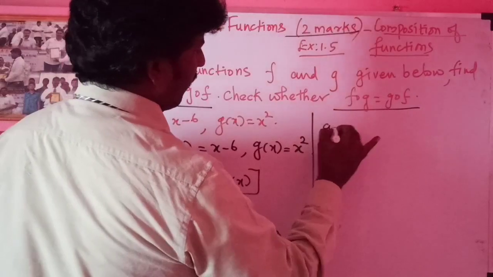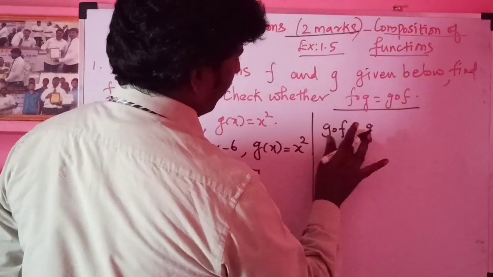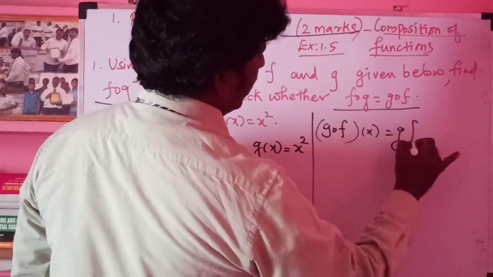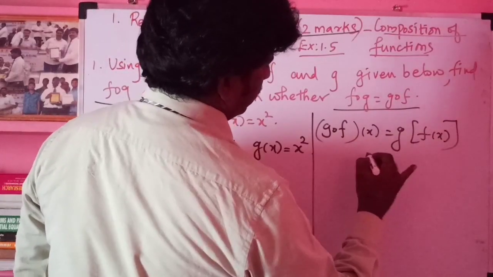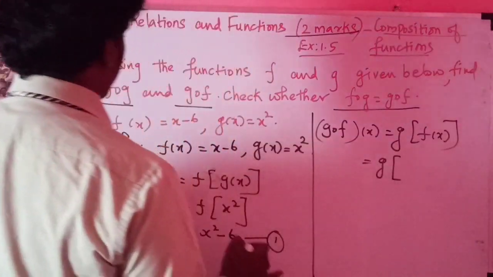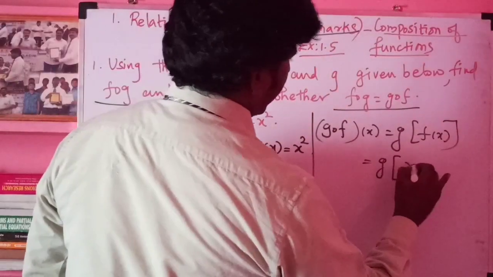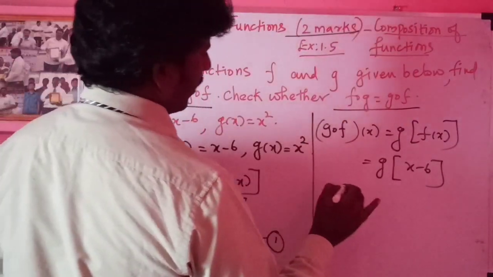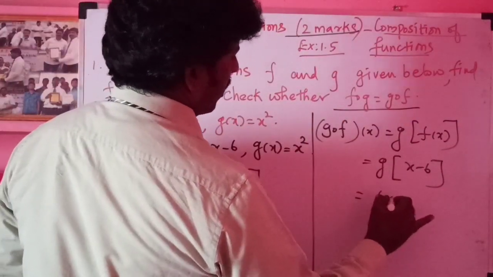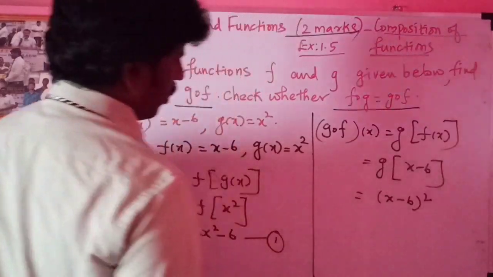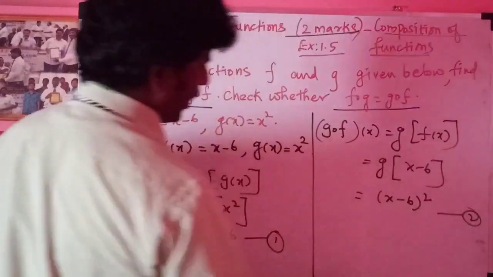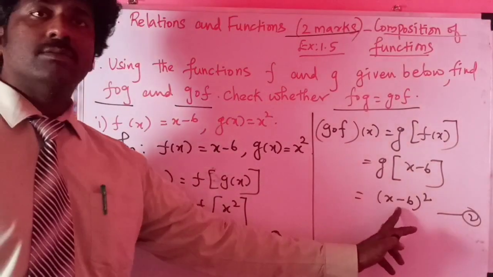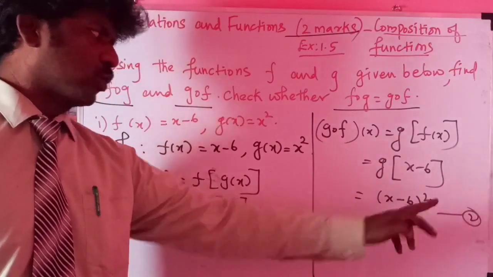Then g dot f, how do we write g dot f? The g dot f of x is equal to g of the f of x. So g of what? f of x value. The f of x is equal to x minus 6. Now we take that and substitute in g. What is g? The x square, right? So instead of x we substitute this. This is x minus 6 the whole square. This is equation 2, right? See 1 and 2. Here this is x square minus 6. This is x minus 6 the whole square, right?